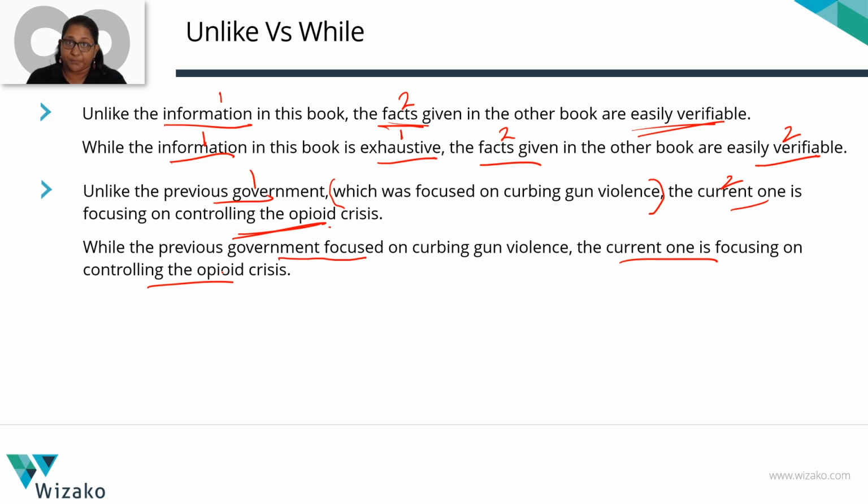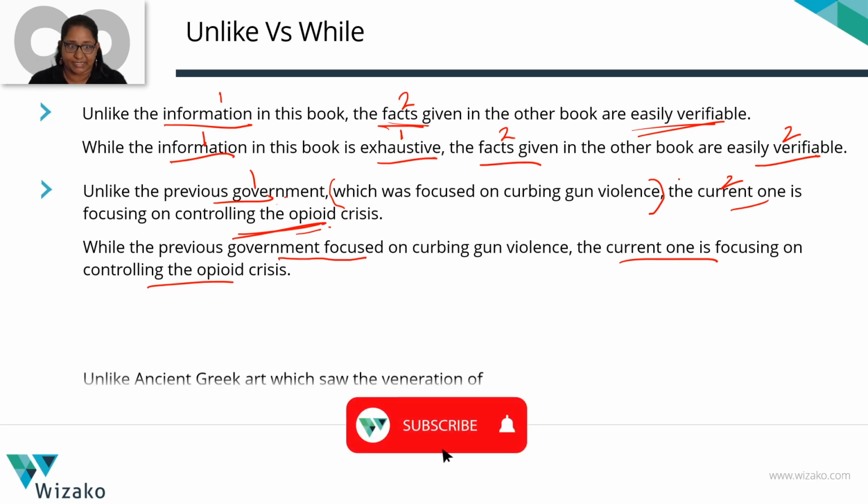So one thing you can do when you're comparing using unlike, when you're comparing 2 things, like in this first sentence, you're comparing the previous government and the current one. And you're trying to compare on the basis of only one thing, but you want to give additional information about the previous government, you can enclose it within commas. Give it as an add-on modifier. Now let's use this and look at our sentence.